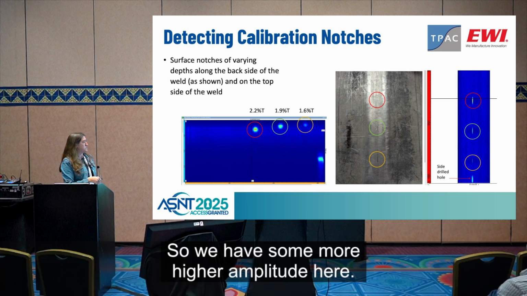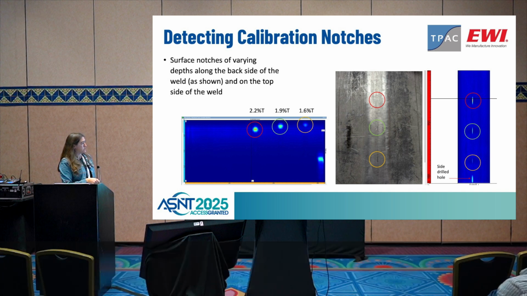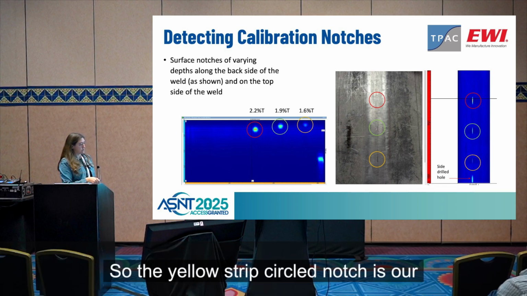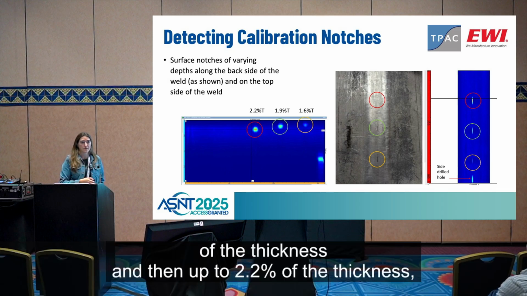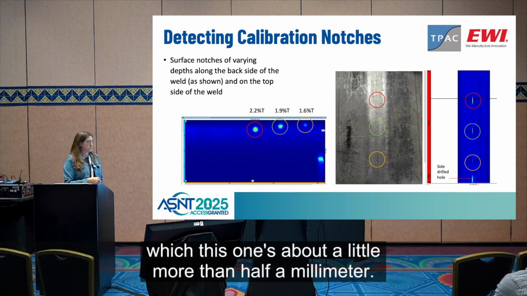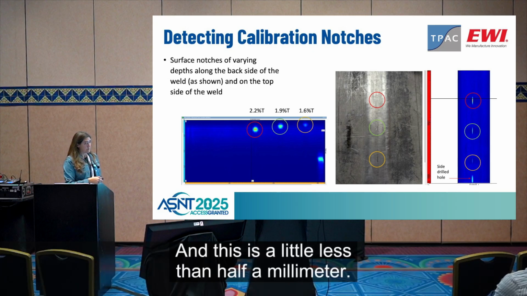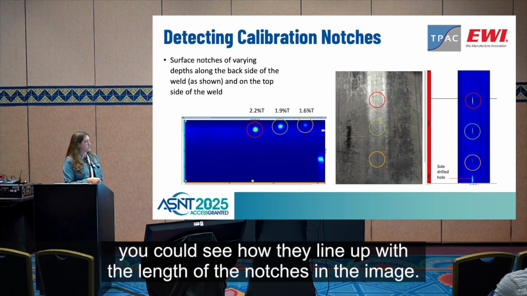So we have some more higher amplitude here. And then this is what the top of the plate looks like, those notches. So the yellow circled notch is our shallowest notch, which is about 1.6% of the thickness, and then up to 2.2% of the thickness, which this one's about a little more than 0.5 millimeter, and this is a little less than 0.5 millimeter. And then the top view of those notches, I also put them over here so you could see how they line up with the length of the notches in the image.